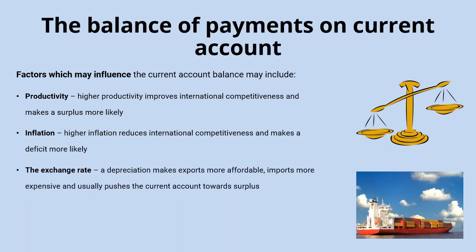Depreciation in the exchange rate makes it cheaper for other countries to buy our exports, and so increases the demand for them, while at the same time reducing demand for imports by making them more expensive. The combined effect of that makes a surplus more likely. It's just worth being aware that that does depend on the price elasticity of demand for exports and imports, and this can be seen in the J-curve effect, which we'll look at in a different video.